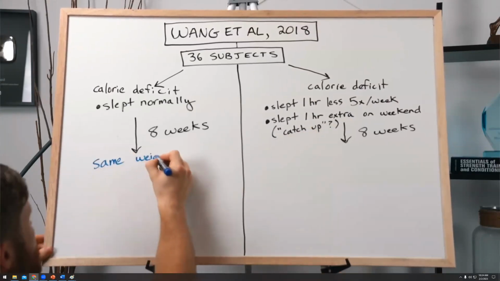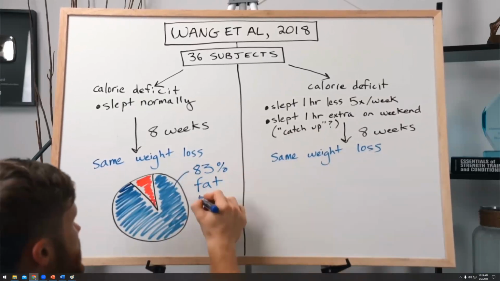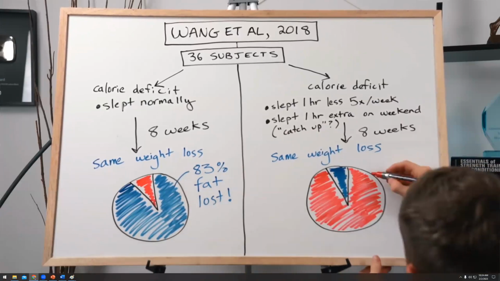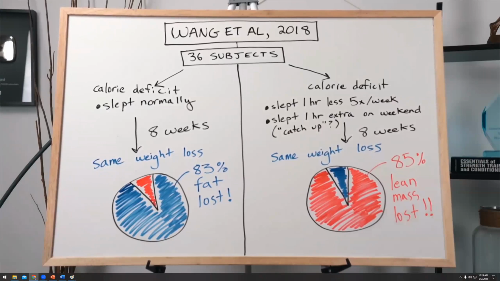As it turns out, after 8 weeks of dieting, weight loss was the same in both groups, but the group that slept well lost 83% of their weight from fat, whereas the sleep-restricted group lost 85% of their weight as lean mass.